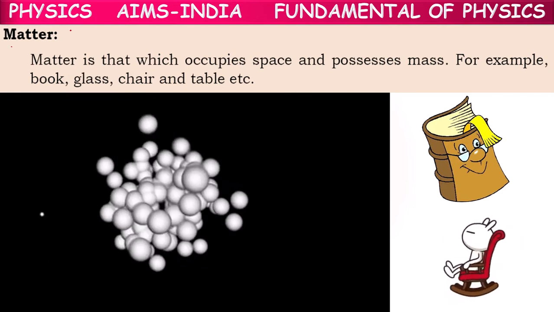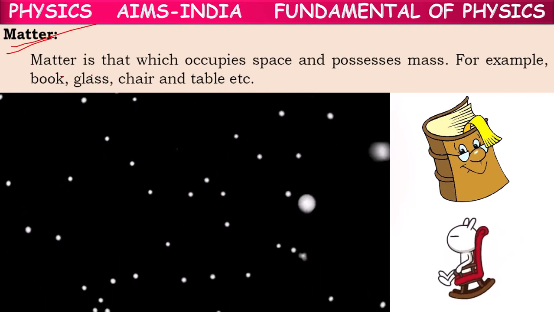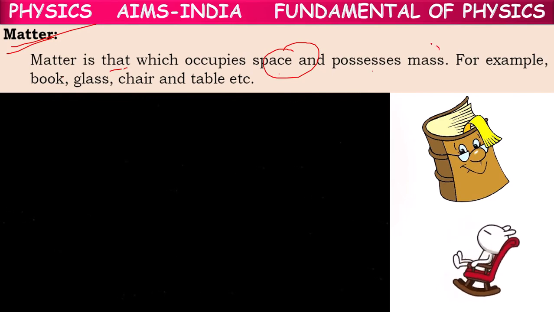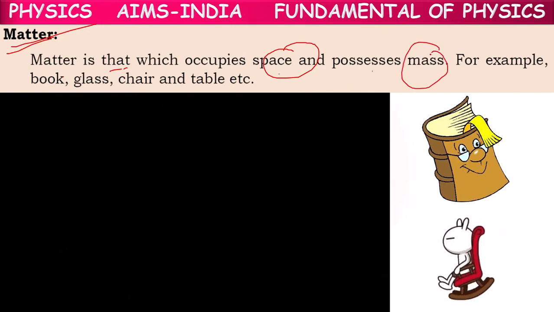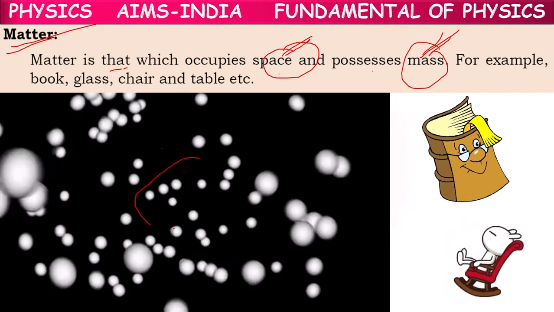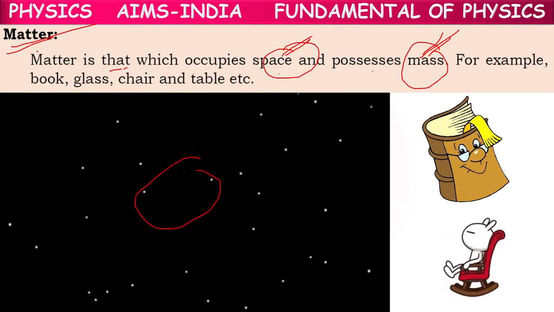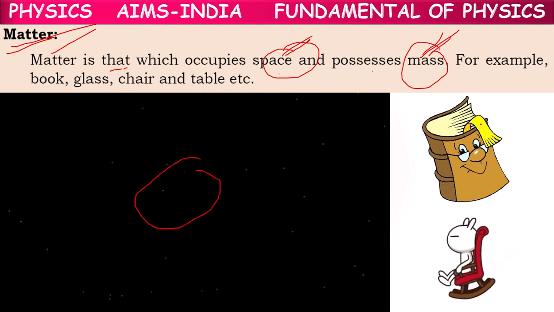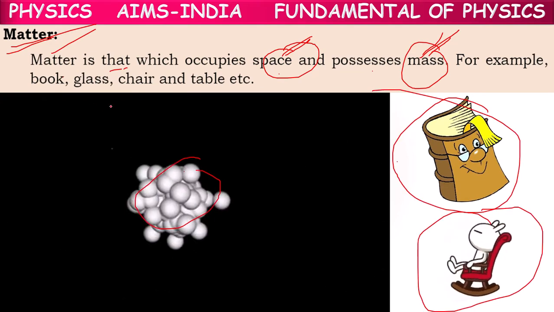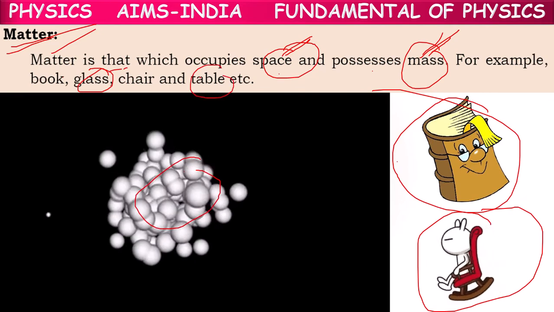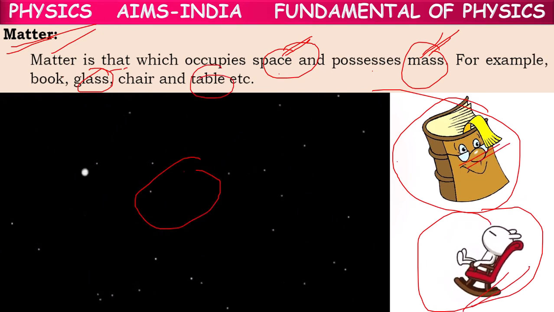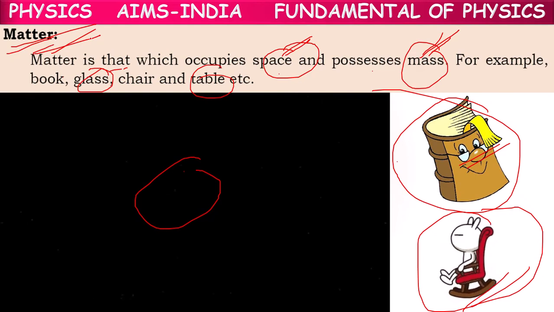Next, matter. So what is matter? Matter is that which occupies space and possesses mass. It should have some mass and it should occupy some space like this. Then it is called matter. It can be a book, a chair, a glass or a table. Anything which occupies space and has some mass is called matter.